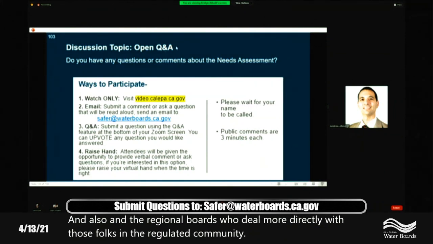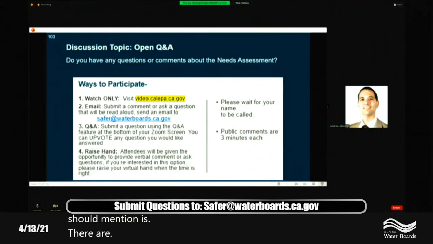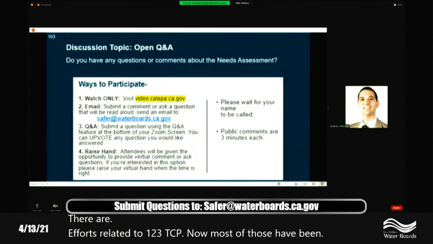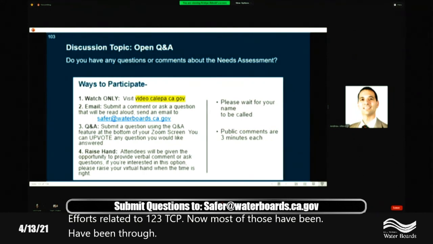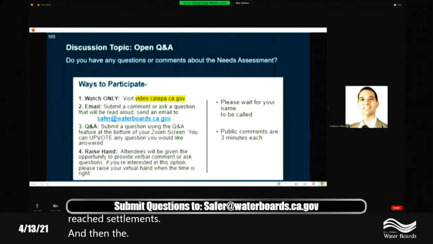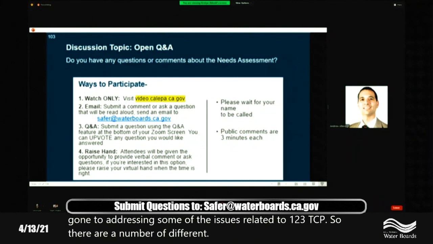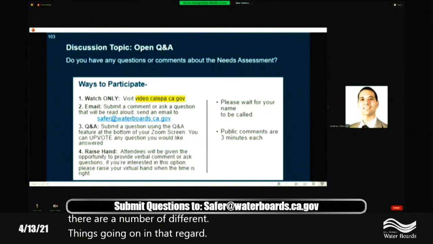And the other thing I should mention is, there are efforts related to 1,2,3-TCP. Most of those have been through individual communities or cities who have reached settlements, and then the money from those court settlements has gone to addressing some of the issues related to 1,2,3-TCP. So there are a number of different things going on in that regard. Thank you.